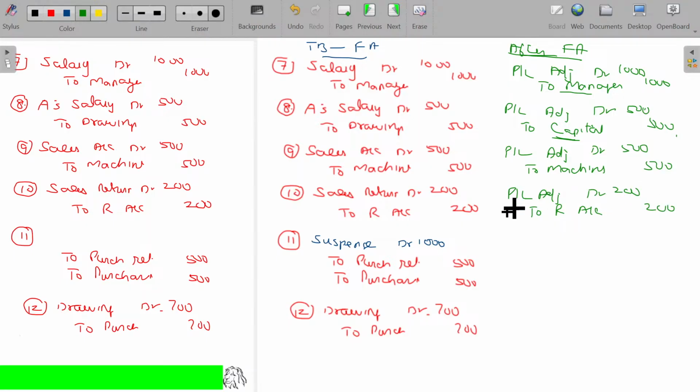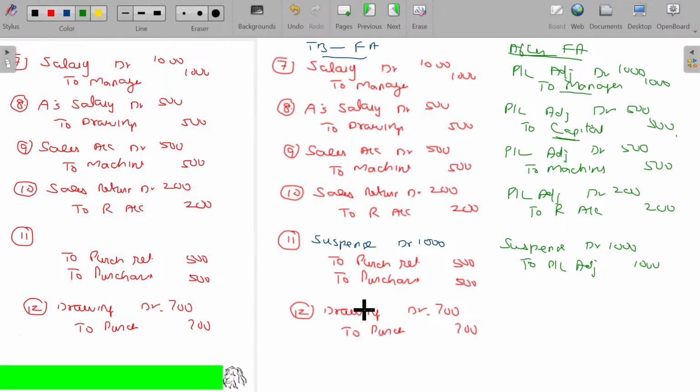11th, suspense account. Purchase return and purchase are both nominal accounts, now replaced with the P&L adjustment account. You can club those values also. Suspense account debit to P&L adjustment account. P&L adjustment account, value being 1000, 1000.